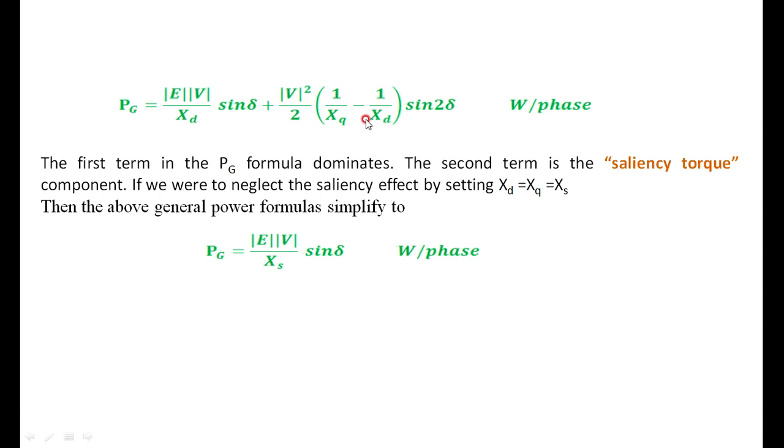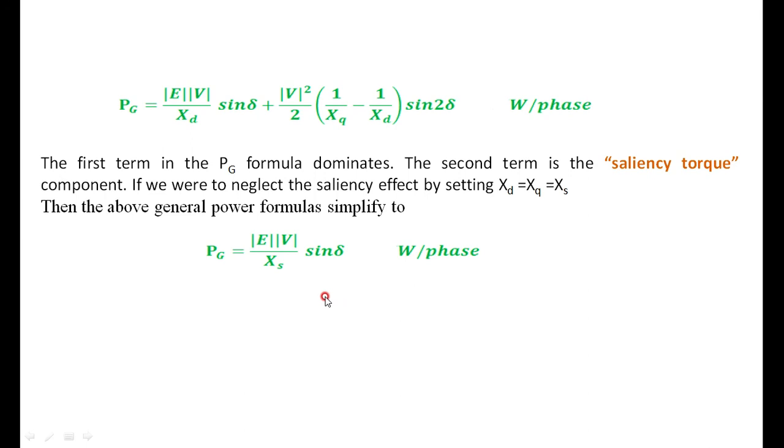Suppose the saliency is not there, meaning x_d is equal to x_q is equal to x_s. If you substitute x_d equal to x_q, in that case this term becomes 0. Therefore, what we are getting is P is equal to E V divided by x_s into sin delta. It is the same as the non-salient pole power angle equation. This is how you have to derive the equation.